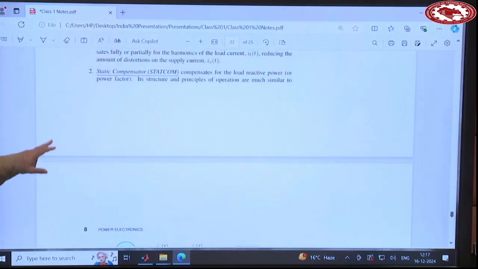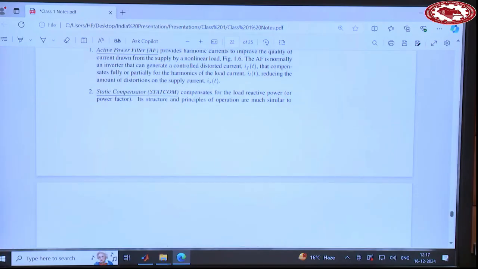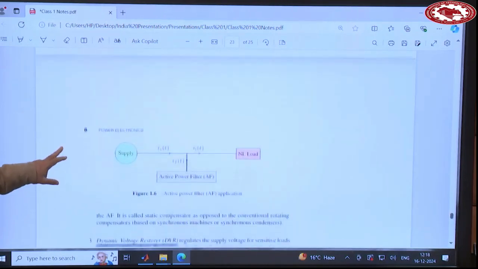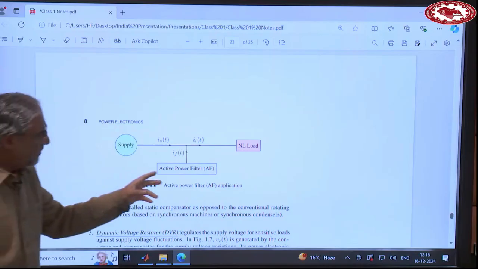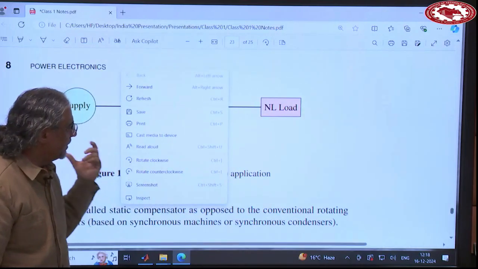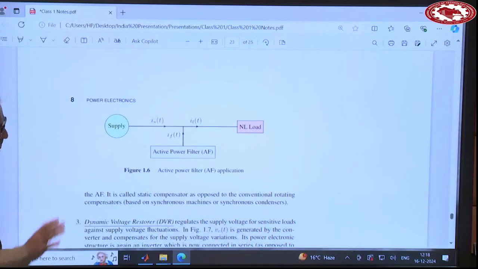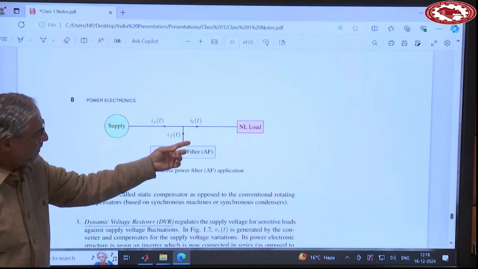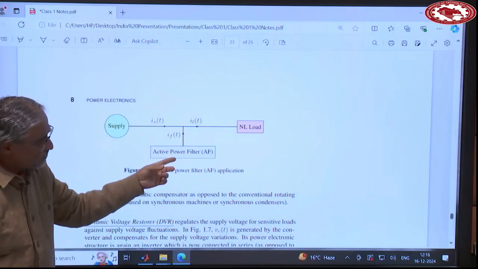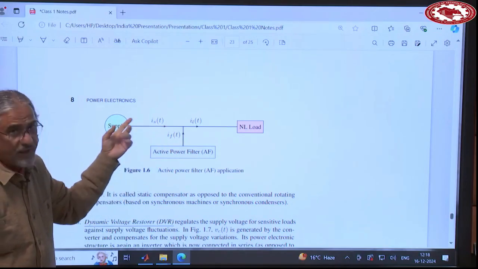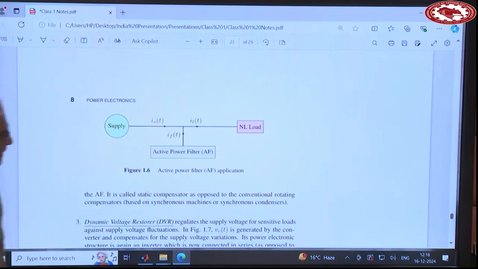A static compensator, or a StatCom, is very similar in terms of operation to an active power filter. So the same concept here, but it's basically used for reactive power. Reactive power is also something that we don't like in many applications, especially if it's a large industrial load. If you can provide that reactive power locally using a converter, which is called a static compensator, then this current remains only active power current, not reactive current.